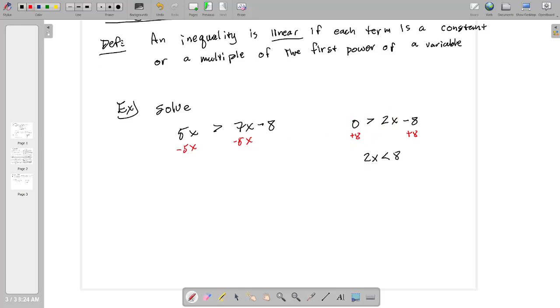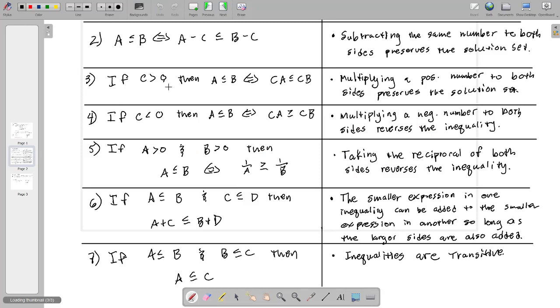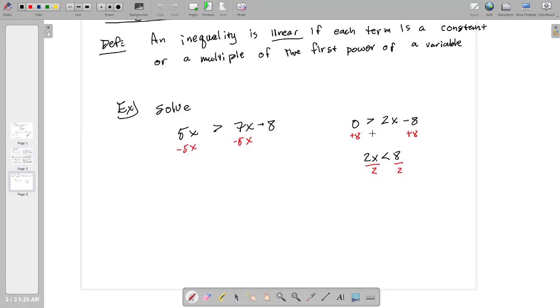Then I divide by 2 on both sides. Same thing as multiplying by 1/2, and that would be rule 3. We can multiply by a number as long as it's positive. As long as it's positive, the sign will not change. So we're multiplying by 1/2 on both sides, and we get x is less than 4.